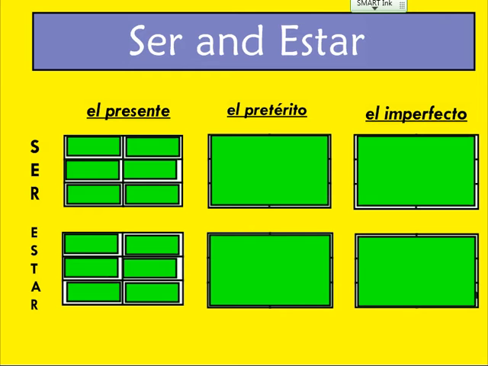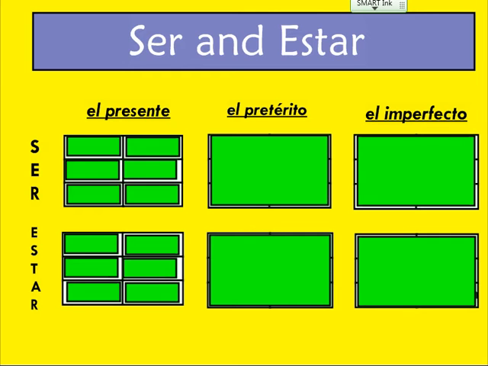Make sure first of all that you have your guided notes in front of you to fill out as we go, as well as a pencil and a pen so that you can make corrections. So we already know that both of these verbs mean to be, but they are used in different contexts.